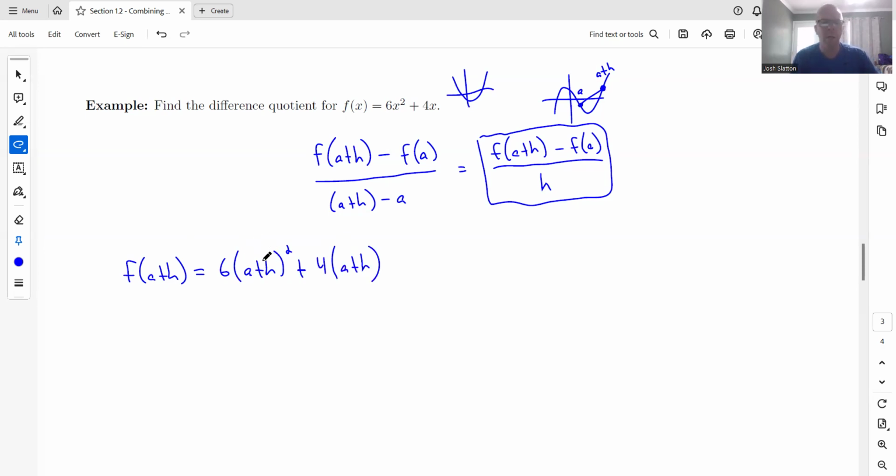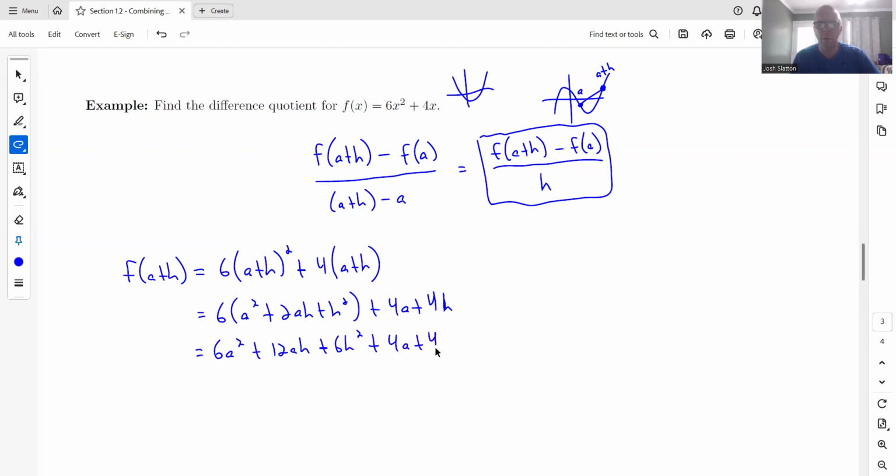So let's FOIL out a plus h squared, and we get a squared plus 2ah plus h squared plus 4a plus 4h. We can distribute: 6a squared plus 12ah plus 6h squared plus 4a plus 4h. Then we need f of a, and so for f of a, we're just going to plug in a for the x. So we have 6a squared plus 4a.